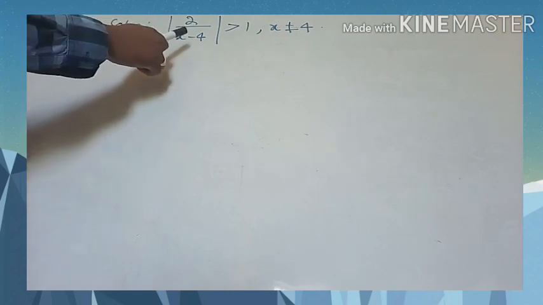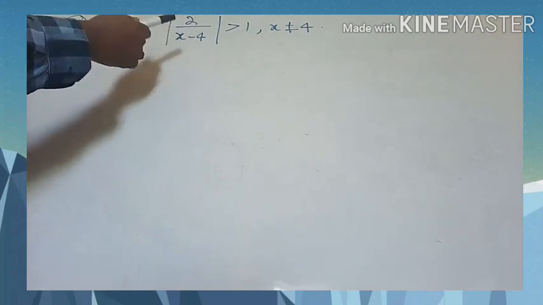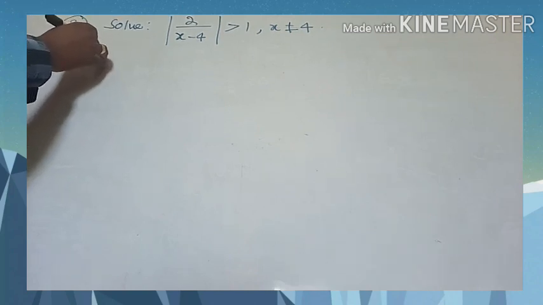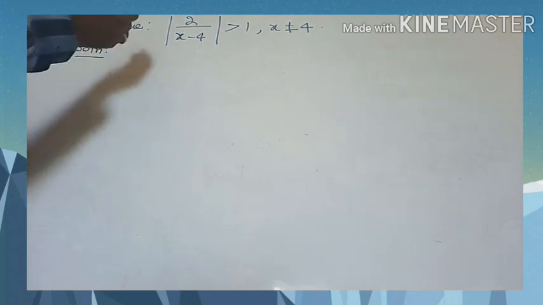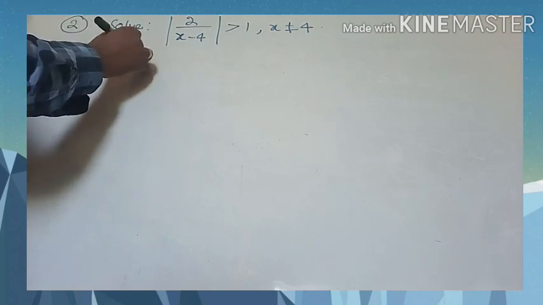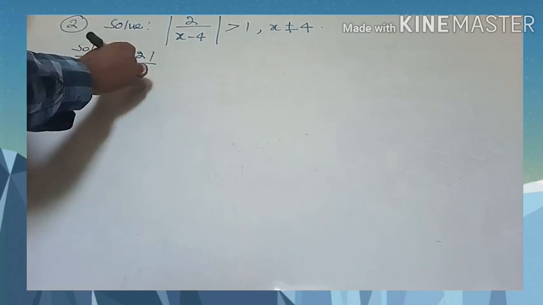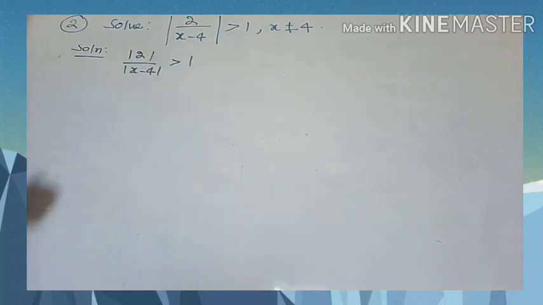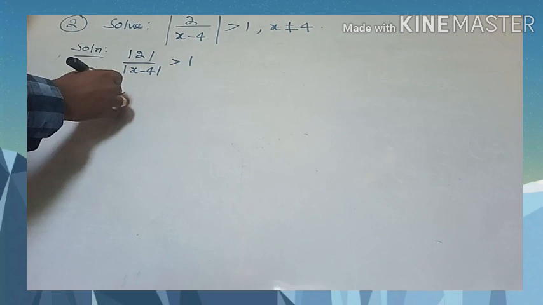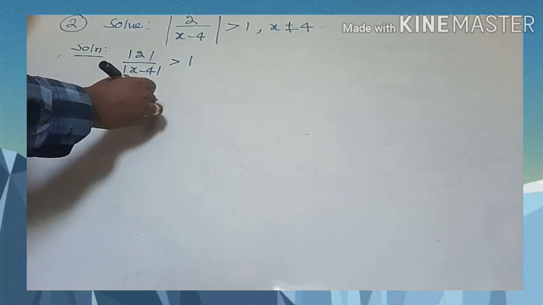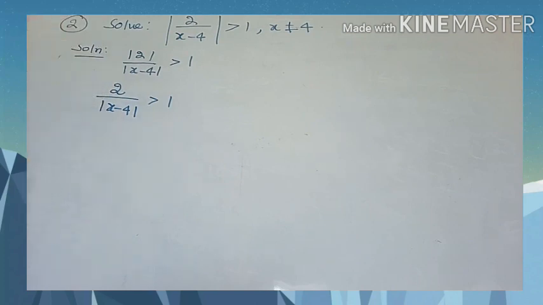If x is equal to 4, this problem becomes undefined, as you know. Now how will we do this part of the problem? This modulus of 2 by modulus of x minus 4, we can write it, and it is greater than 1. That means 2 by modulus of x minus 4 is greater than 1. Modulus of 2 is a positive quantity, that's why you will get it as it is.